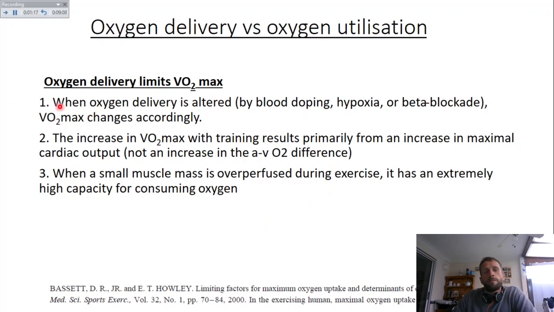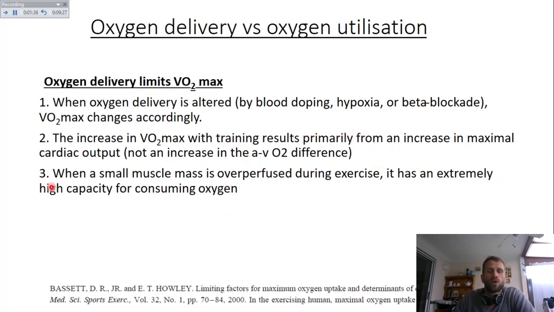So we're going to look at this first example, which is when oxygen delivery can be altered, like what happens to VO2 max. The second example we're going to look at is, if you make somebody train, how do the increases in VO2 max correspond to changes in oxygen delivery or oxygen utilization outcome markers.